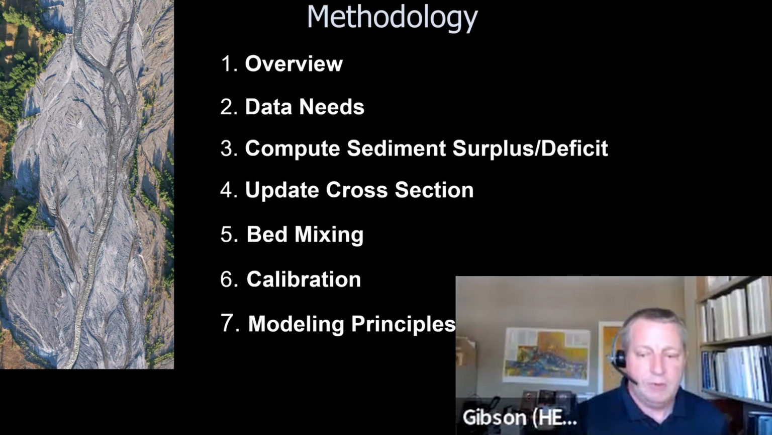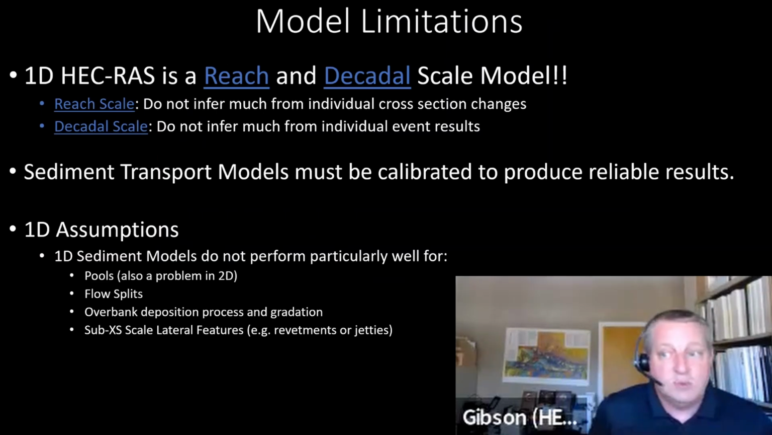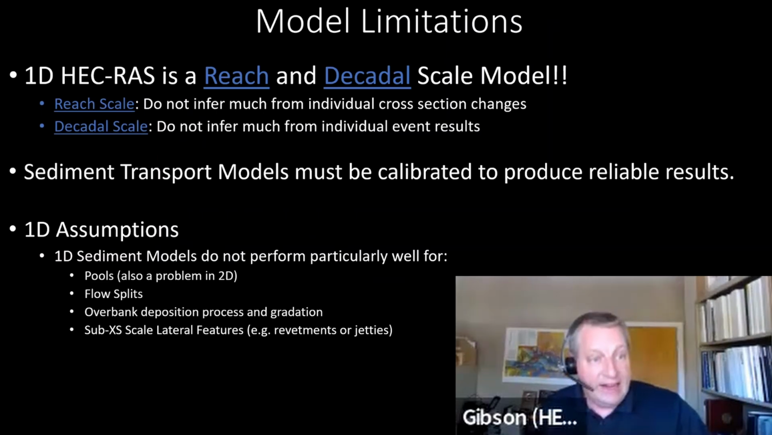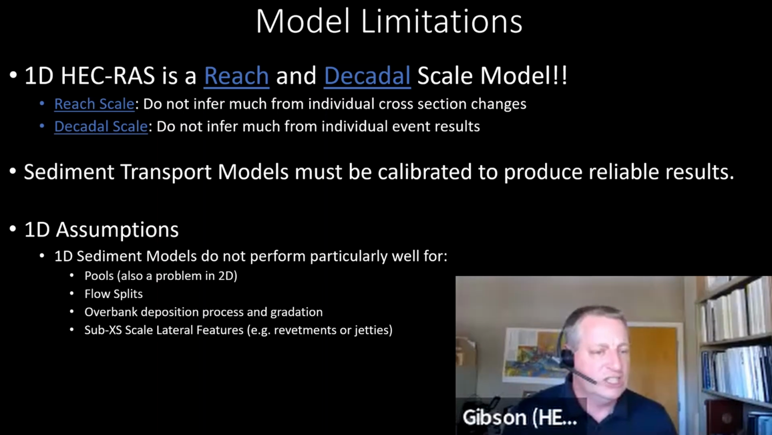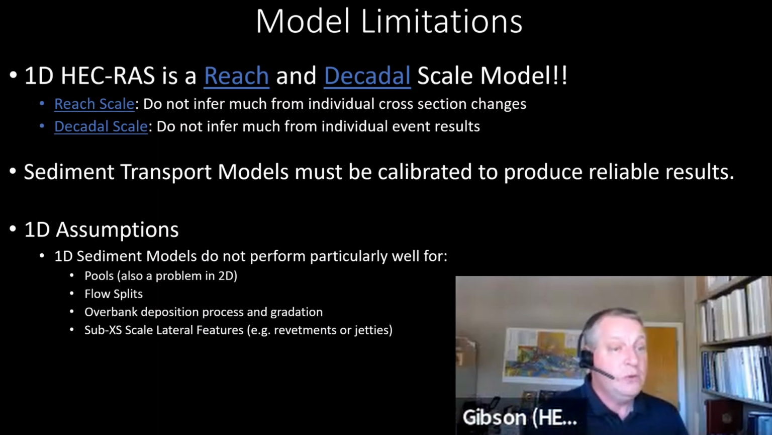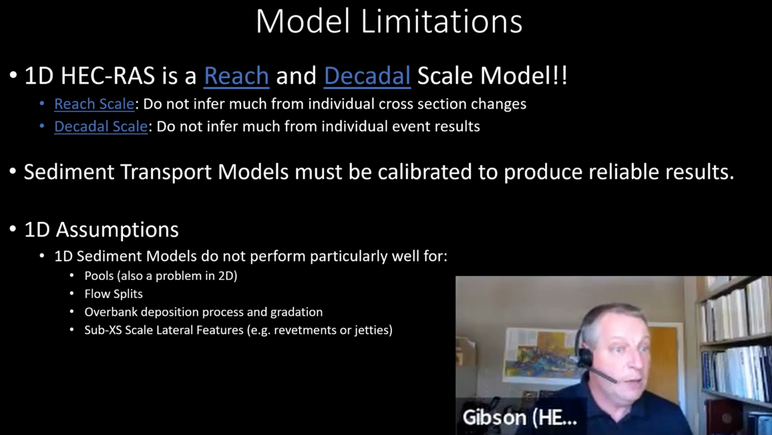Okay, let me wrap up with some modeling principles. 1D RAS is what we call a reach scale, decadal scale model. You should not infer much from how any one cross-section changes. We're looking at how the reach changes. And that's why we do these longitudinal cumulative volume curves, because it's a reach scale model.